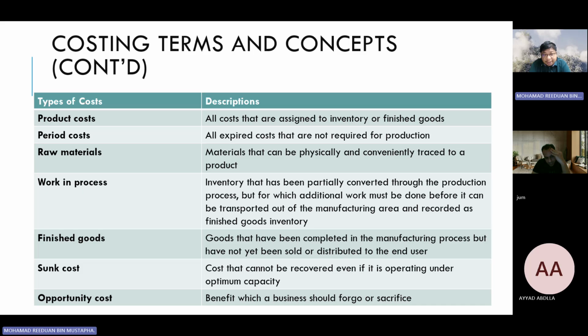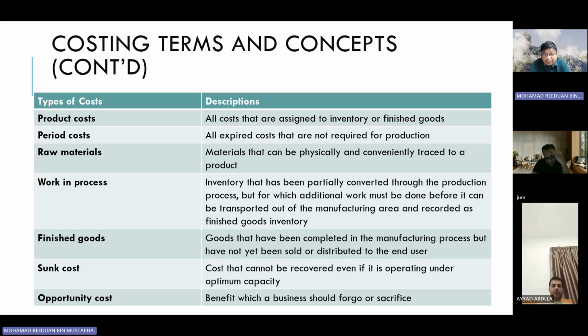Finished goods, whereby the goods have been completed in the manufacturing process but have not yet been sold or distributed to the end user; sunk cost, cost that cannot be recovered, even if it's operating under optimum capacity; and opportunity cost, the benefit which a business should forgo or sacrifice. If you have a decision to make, and you are in a situation whereby you need to choose only once out of maybe other options, then you need to forgo the others. So this is the opportunity cost.